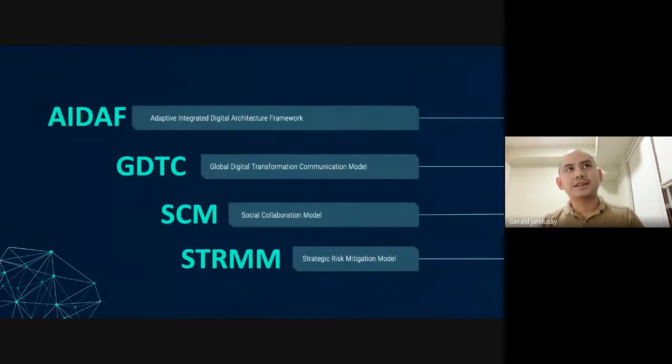For this case study, the author proposes one framework and multiple kinds of models. The framework proposed was the Adaptive Integrated Digital Architecture Framework, while the rest of the models are the Global Digital Transformation Communication Model, the Social Collaboration Model, and the Strategic Risk Mitigation Model.